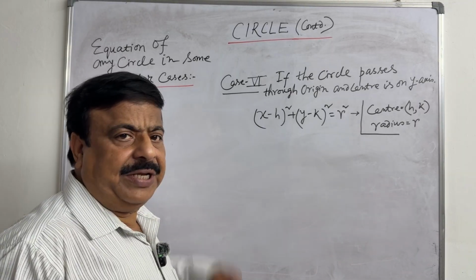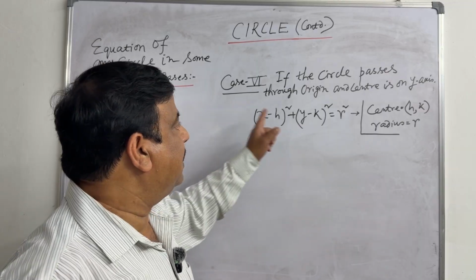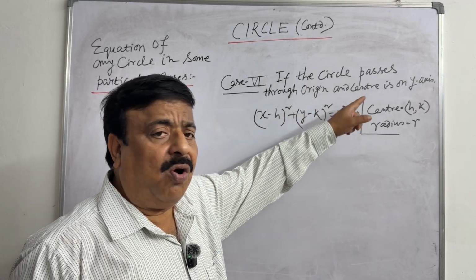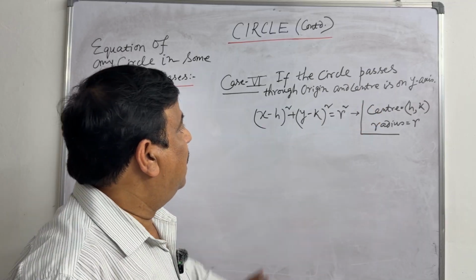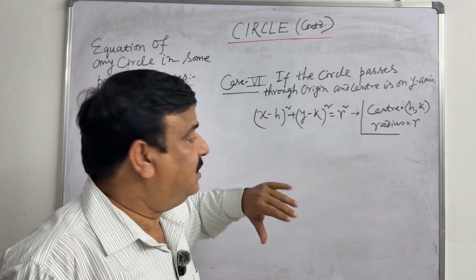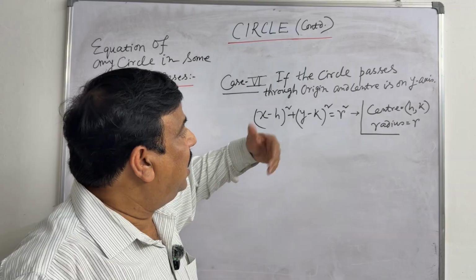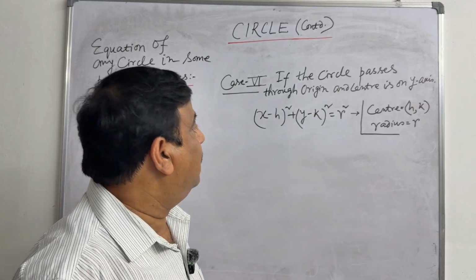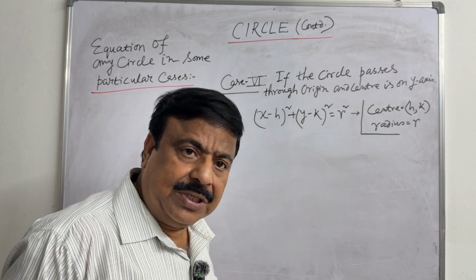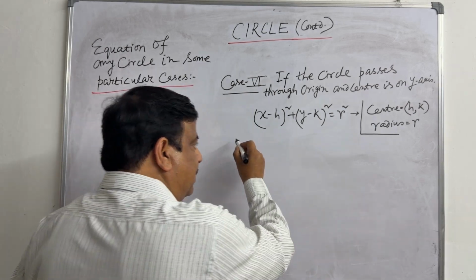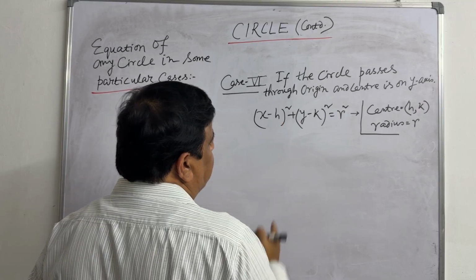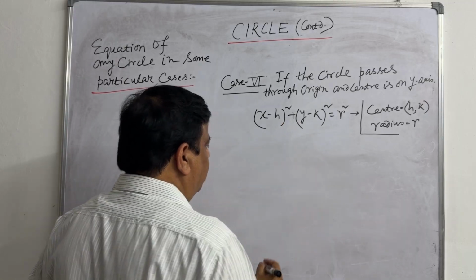This is case 6. If the circle passes through the origin and the center is on the y axis, then what will be the equation? Say the equation is the standard equation of the circle, (x minus h) whole square plus (y minus k) whole square is equal to r square.